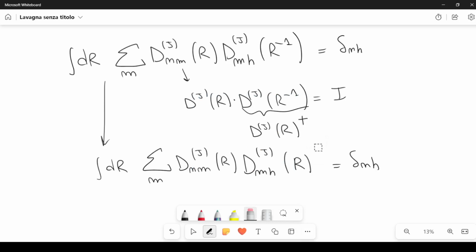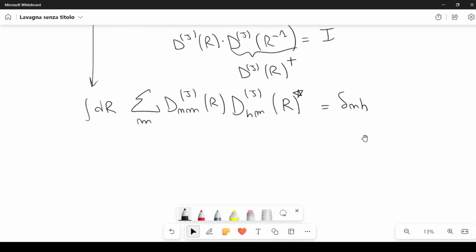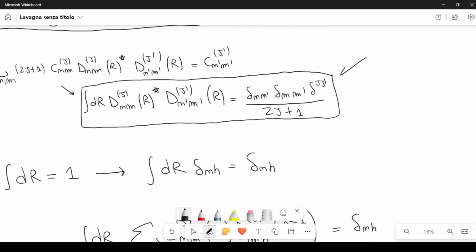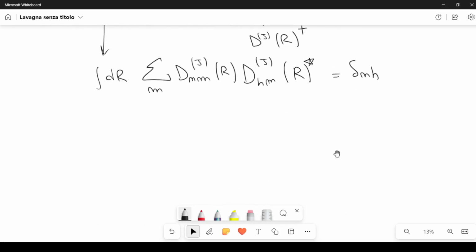So if we transpose this matrix, we have to change the order between these two indices. So I have h, and then I have m here, like this, and then I will be left with the star. So I have to take the complex conjugate, because I have taken the transpose, but I also have to take the complex conjugate. Now, at this point, I can integrate over R, and I simply have to remember this property here, right?